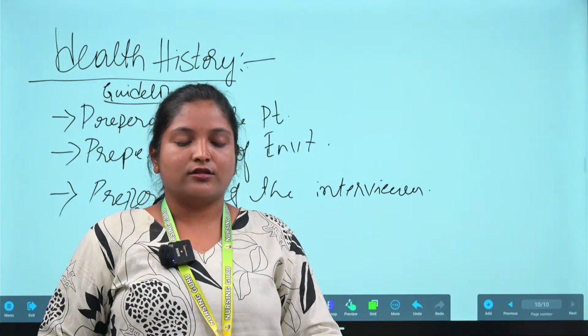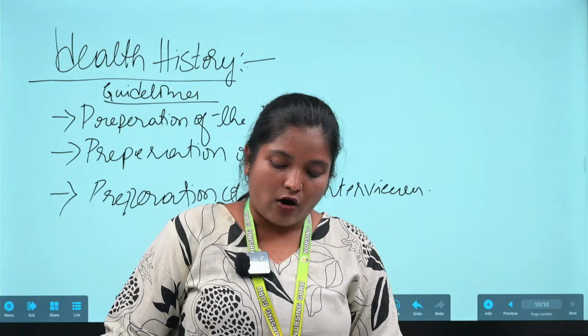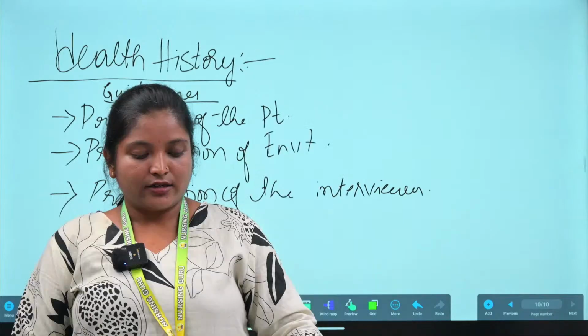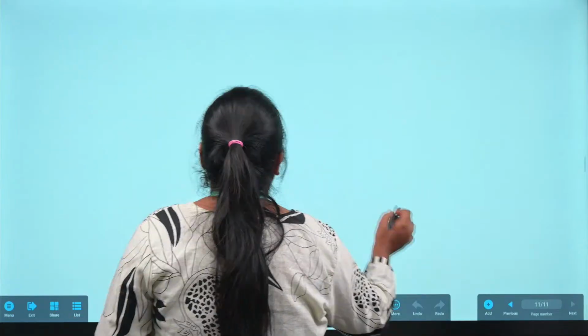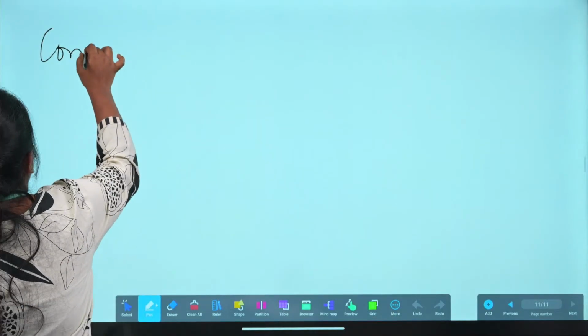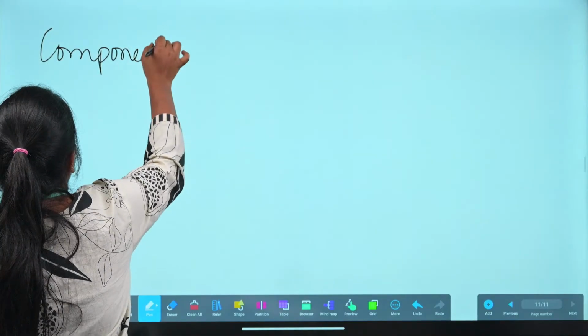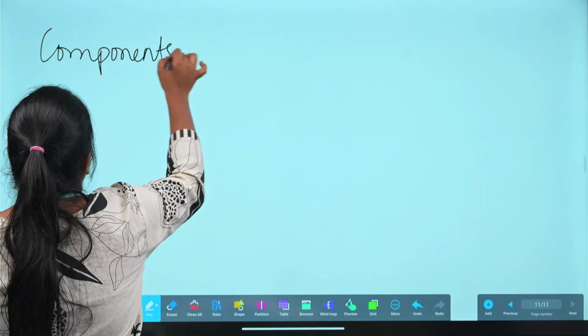The next one is components of the health history. So this much is finished. Next we can move on to the components of health history.